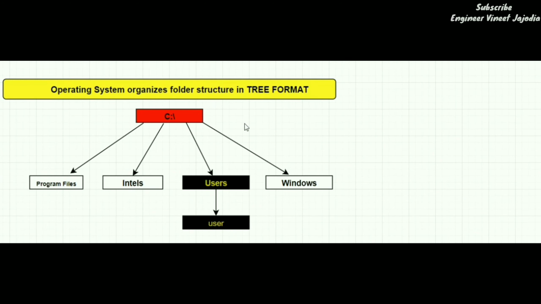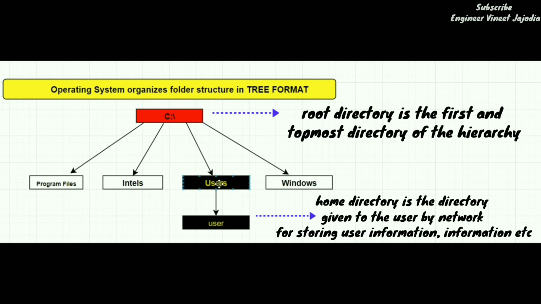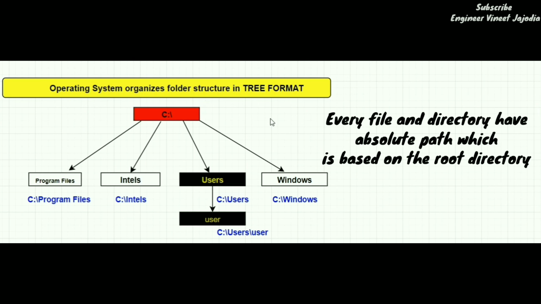Now let's get to the point: what is root directory? Root directory is the first and topmost directory in the hierarchy, or you can say it is the parent directory for all the children. The next question is, what is home directory? Home directory is the directory which is given to the user so that the user can store their files or their user information in it. What is absolute path? Every file and directory has an absolute path which is based upon the root directory.